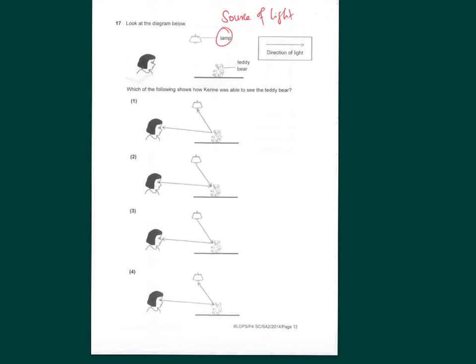And so, for Catherine to see the teddy bear, which is not a source of light, light has to be reflected off the bear. So, first, you have a light ray that's going over to the bear in this direction, and after that being reflected into Karine's eyes. So this is reflection going on. So the diagram that has got the correct drawing lines and arrow would be option 3.